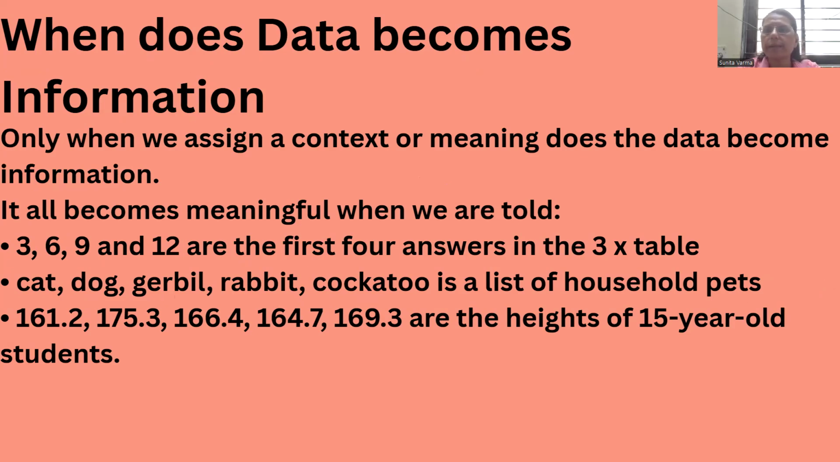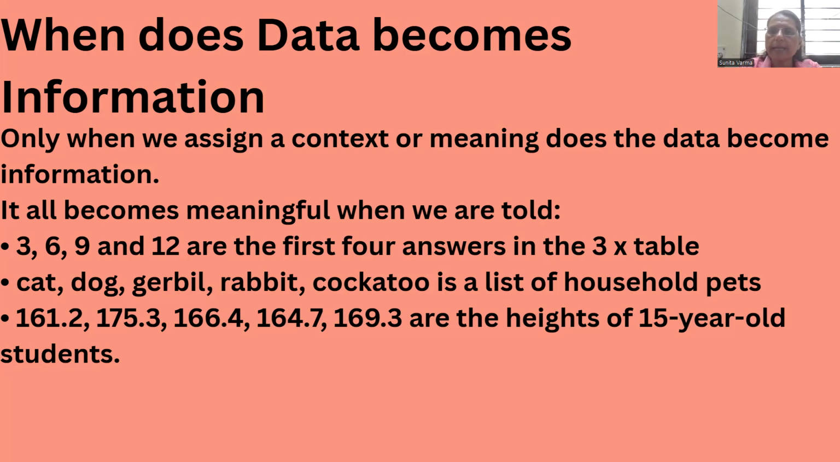These names are the names of the elements which are pets. Or if we are saying that these fractional numbers are showing the heights of 15-year-old students, now the context is associated. For example, they are the multiples of 3. They are representing the table. So it becomes useful for the user.